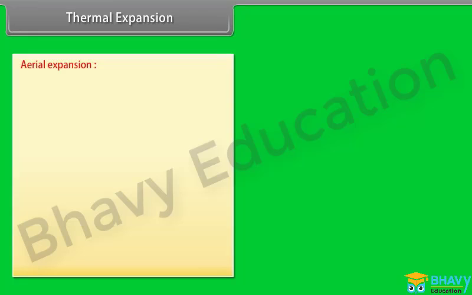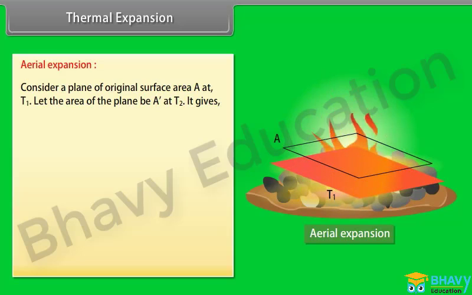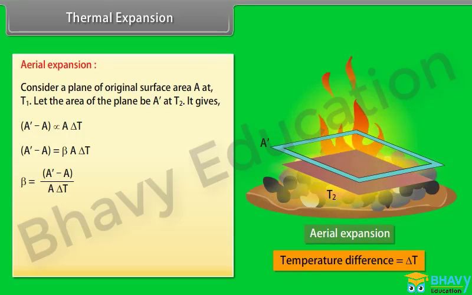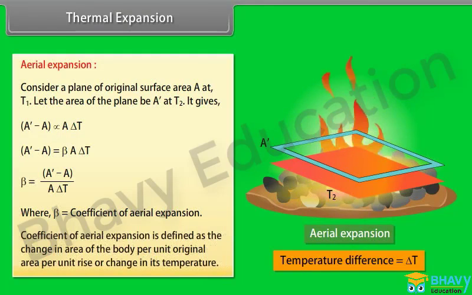Areal expansion. Consider a plane of original surface area A at temperature T1. Let the area of the plane be A' at temperature T2. It gives A' minus A is directly proportional to A delta T, or A' minus A is equal to beta A delta T. The value of beta is equal to (A' minus A) upon A delta T, where beta is the coefficient of areal expansion. The coefficient of areal expansion is defined as the change in the area of the body per unit original area per unit rise or change in its temperature.